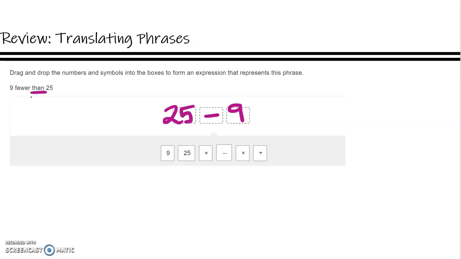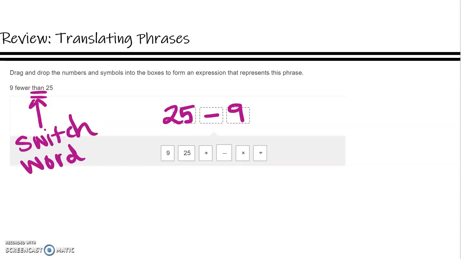One thing that you're going to see is that when you see the word than, less than, more than, fewer than, greater than, I like to tell students this is a switch word, and it is going to normally prompt you to switch the order of your numbers. So you can see that 9 moves to the back, 25 moves to the front, and because the word is fewer than, that prompts us to subtract.